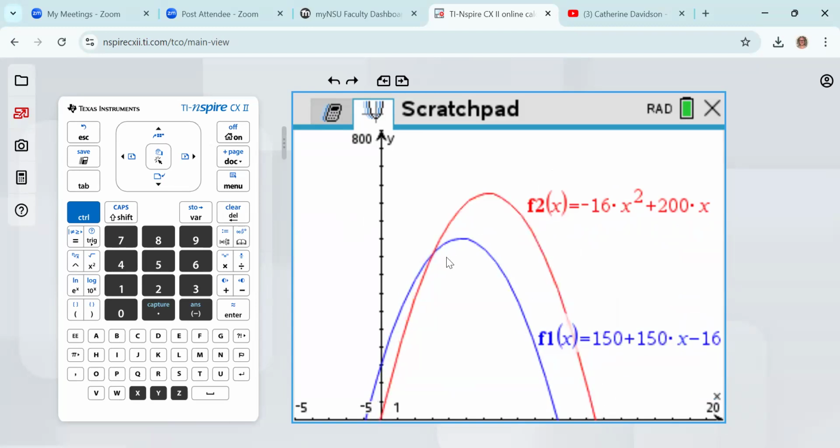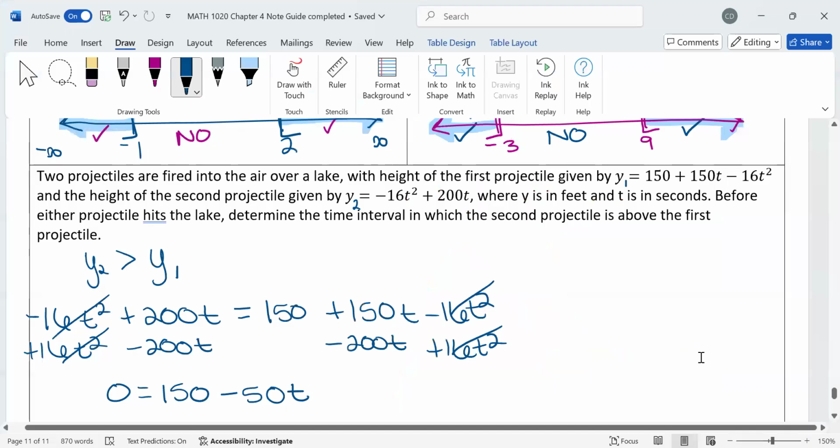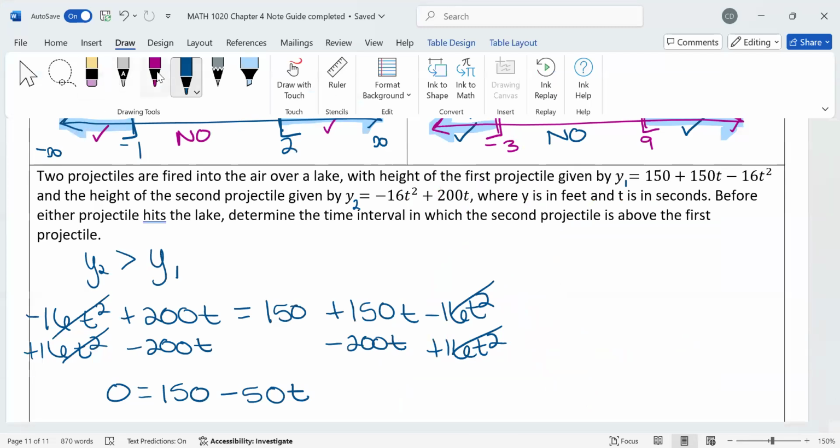Okay, so the first thing we did was we found that point of intersection. So at 3 seconds, the second curve is going to be higher than the first one, and it's going to stay higher until the second one hits the ground. So we need to find where the second one hits the ground. Okay, so that means we need to find where y2 is equal to 0.